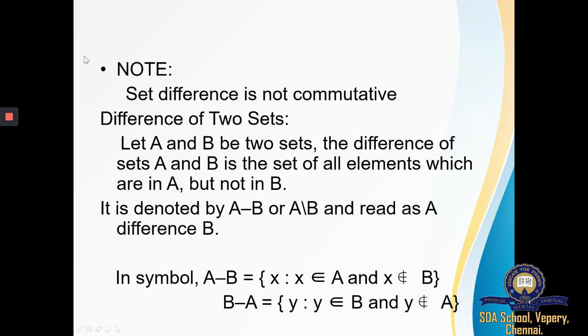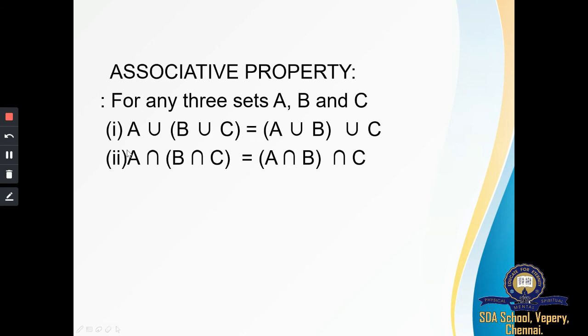And as I told you, this is very important, we have to know that the set difference is not commutative. Basically, A difference B is not equal to B difference A, which means A minus B is not equal to B minus A, right? Next, moving on to the associative property. This is the associative property for union of sets, and this is the associative property for intersection. So for union, we have A union (B union C) equals (A union B) union C. And for intersection, we have A intersection (B intersection C) equals (A intersection B) intersection C, right?